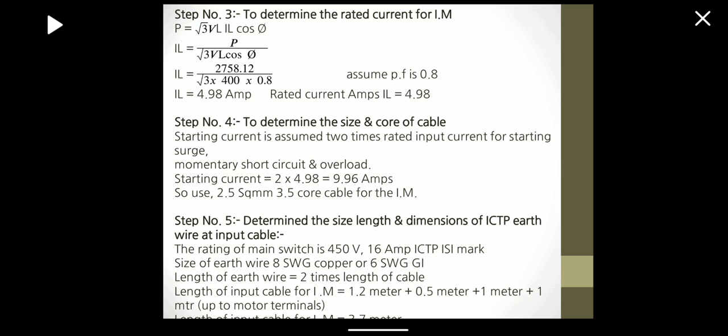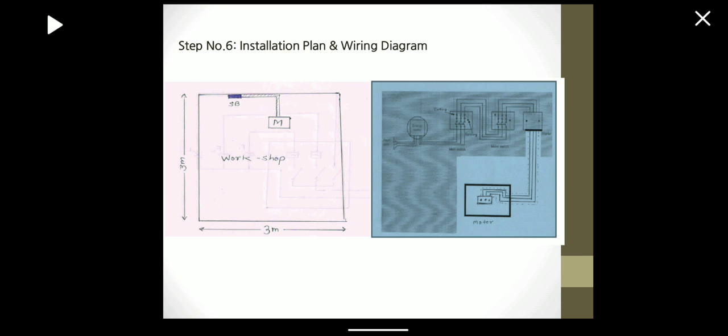Then the length of the input cable for the induction motor is 3.7 meter. Then next is step number 6, installation plan and the wiring diagram. So this is the installation plan. Small workshop 3x3, the motor is installed, and from the circuit board. And this is the wiring diagram.